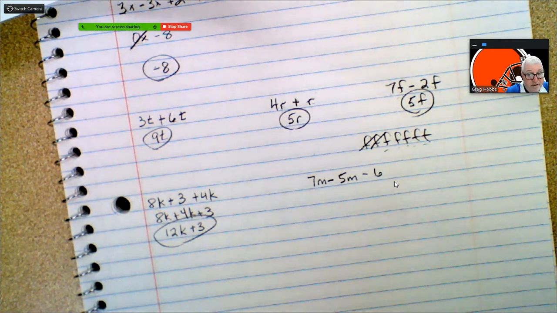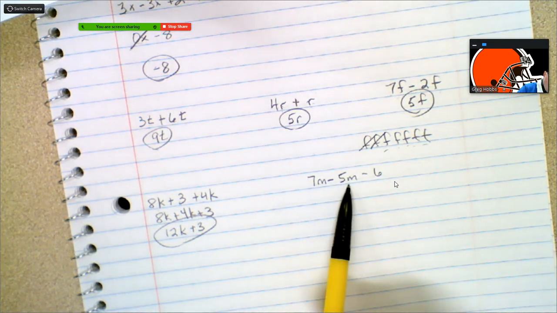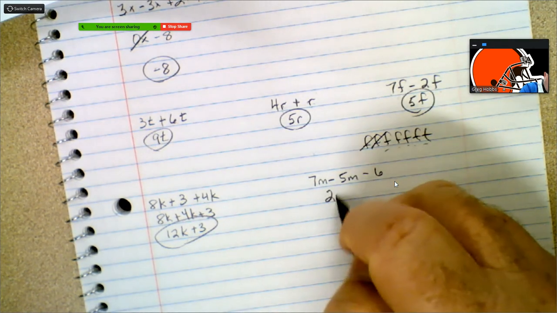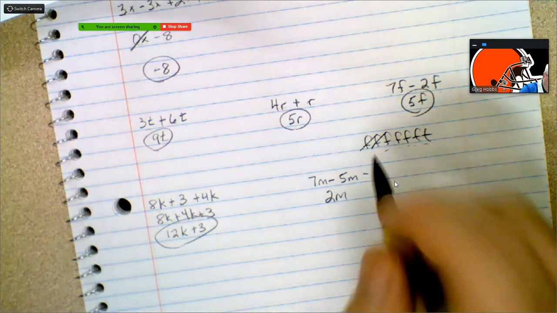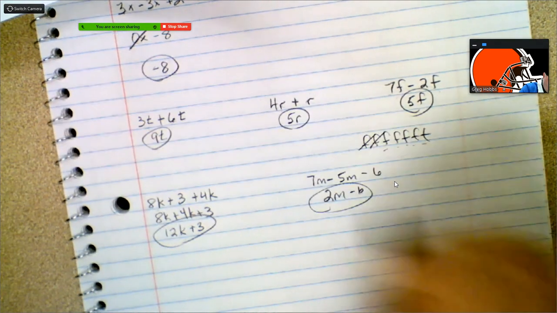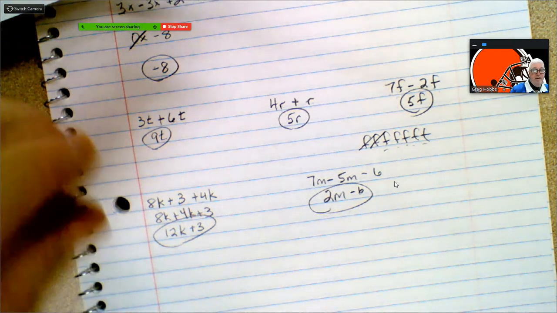We're making things less. Here, the terms are already together, the like terms, 7M, 5M. So 7M minus 5M is 2M. The constant 6 has no other constant to do anything with, so it's just minus 6. 2M minus 6. Okay, I'm pausing there for you to have a moment to think.